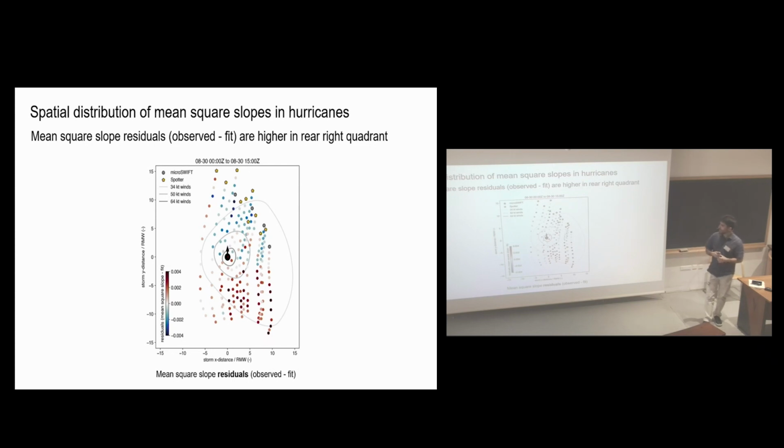And we were finding this very distinct spatial pattern, particularly that the mean square slope residuals are actually higher in the rear right quadrant. So having removed this dependence on wind speed, there's this spatial pattern emerging.